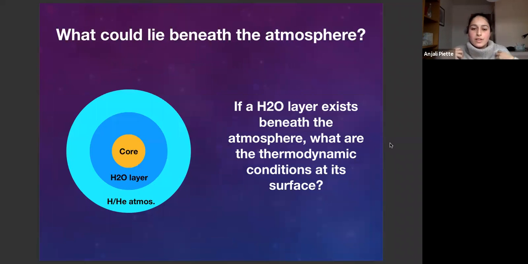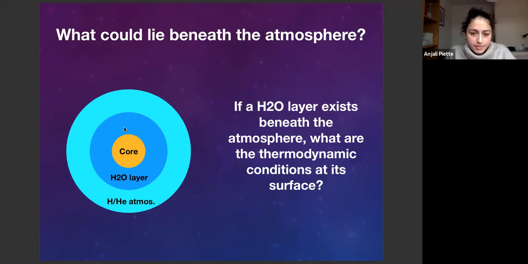So those are some of the more general ways that all these different atmospheric conditions can affect the temperature in the atmosphere and the thermal emission spectrum. But another thing I'm really interested in is how that links to what might be below the atmosphere. So for example, many models for mini-Neptunes and ice giants will include a significant layer of volatiles, for example, a water layer beneath a hydrogen-helium atmosphere.